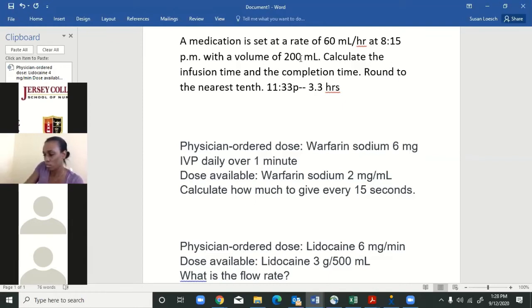You take that 0.3 because you had 3.333. Now, if it was 3.35, you would round up to 3.4. And then you would take that 0.4 times 60 to get your minutes. Oh, okay. We took that 0.3 times 60, that gives us 18 minutes. So that tells us it took 3 hours and 18 minutes. So we just need to add the 3 hours and 18 minutes to the 8:15, and that will tell us what time the infusion actually stopped. All right, I got it. I just wasn't sure where that actually came from.